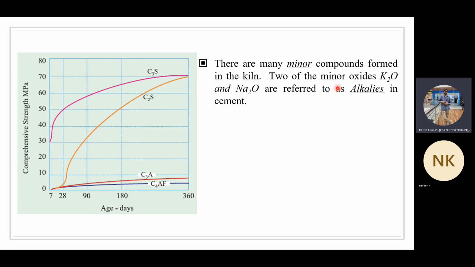Now, there are also other minor compounds available in the rotary kiln, and those minor compounds are called alkalis in the cement. If you remember, I was showing the chemical composition of the cement.